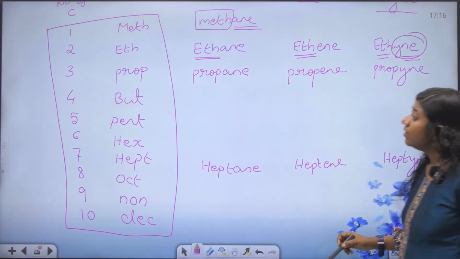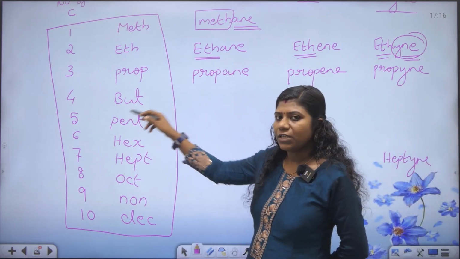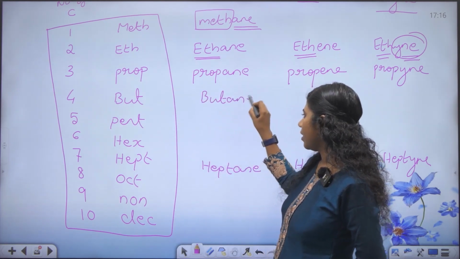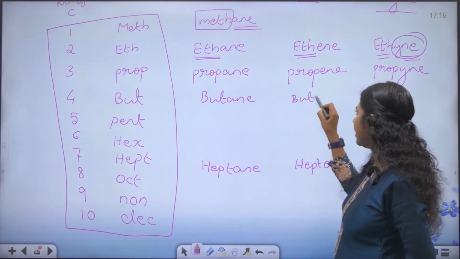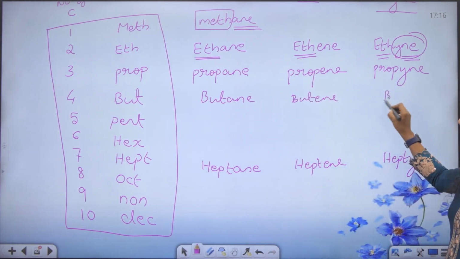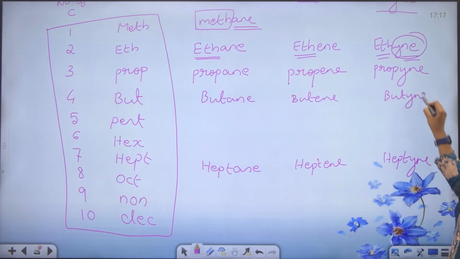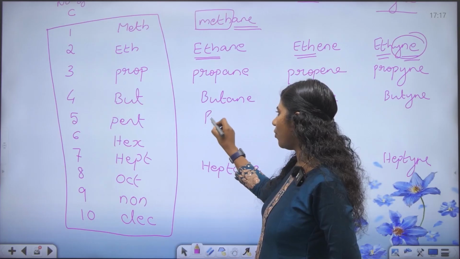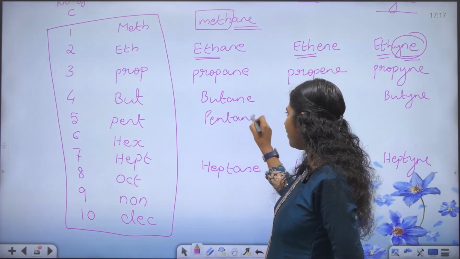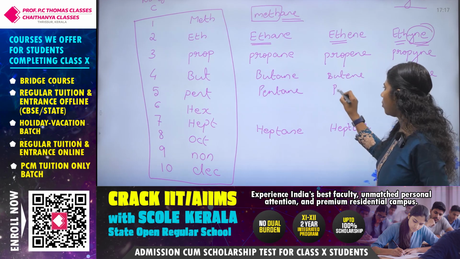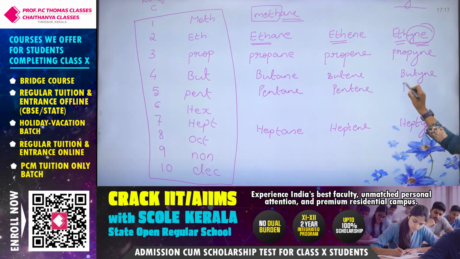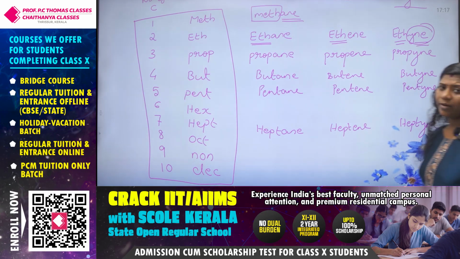Fill this table. Total number of carbon atoms 4, word root but, and the corresponding alkane is butane, alkene is butene and alkyne is butyne. And the number of carbon atoms is 5. All bonds are single bonds and the name of the compound is pentane. Any one bond a double bond, the name is pentene. Any one bond a triple bond, the name of the compound is pentyne. Okay.